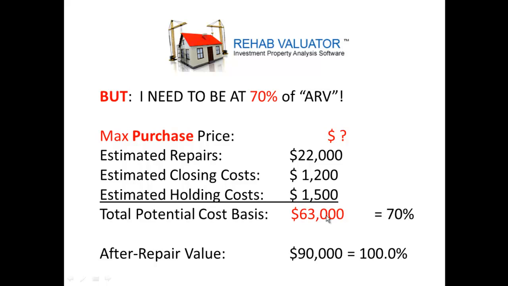Take this $63,000 and subtract your holding costs, your closing costs, and your repairs. And that puts you at your max purchase price of $38,300. If this wasn't clear, pause this video, rewind it, and go back through it. It's very simple. 90,000 multiplied by 70% gets you to 63, minus this puts you at $38,300. So this is the maximum that you can buy this property for.